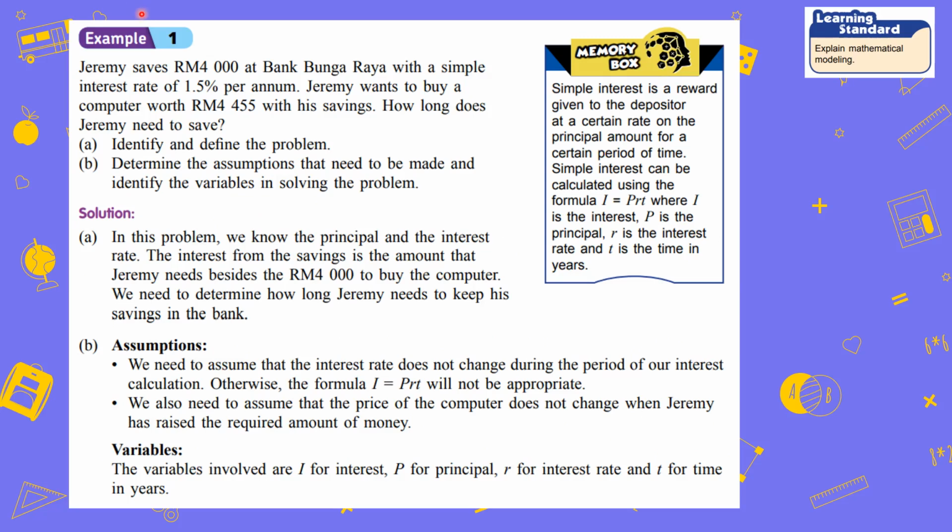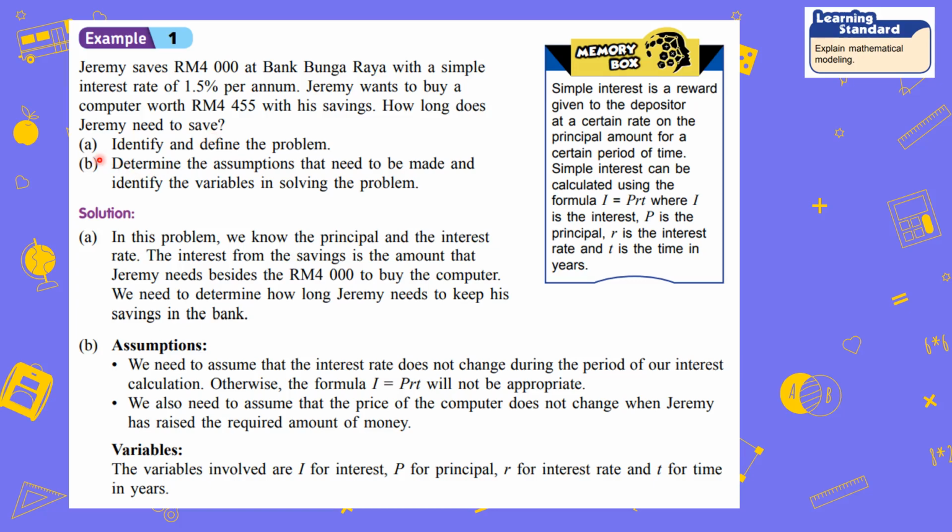Now let's proceed with some more examples. Jeremy saves 4,000 at Bank Bunga Raya with a simple interest rate of 1.5% per annum. Jeremy wants to buy a computer worth 4,455 ringgit with his savings. How long does Jeremy need to save?